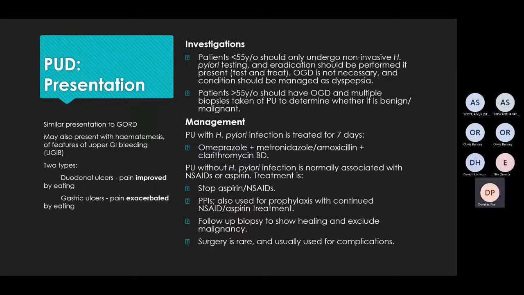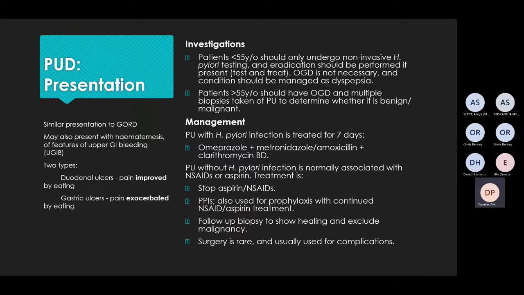If you have confirmed H. pylori, they treat it for 7 days with a triple therapy of omeprazole, so a PPI, metronidazole or amoxicillin. So metronidazole is given if they're allergic to penicillins like amoxicillin, and then clarithromycin twice daily for 7 days.